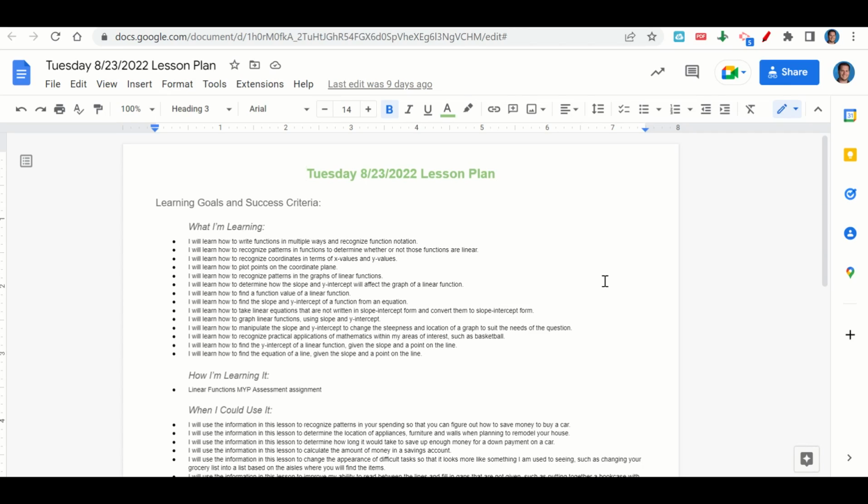suit the needs of a question, how to recognize practical applications of mathematics within your areas of interest such as basketball, how to find the y-intercept of a linear function given the slope and a point on the line, and how to find the equation of a line given the slope and a point on the line. How are we learning it? Through the linear functions MYP assessment assignment.